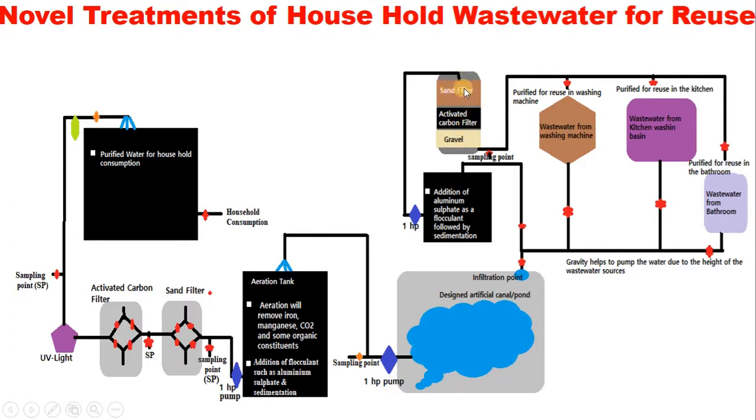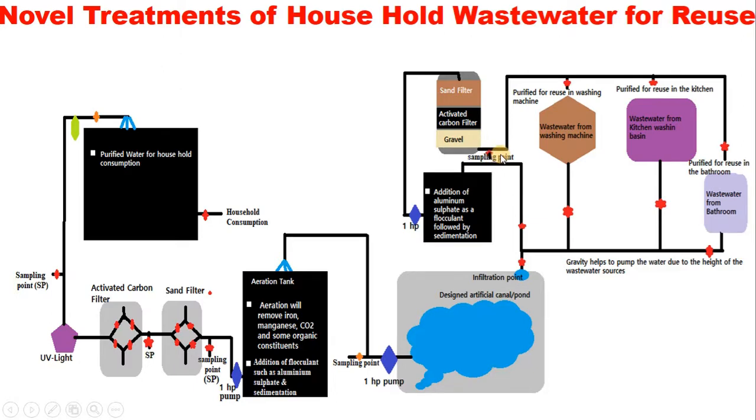The sand part will remove turbidity and remove particles that are 5 microns and above. It will come down to activated carbon. Activated carbon will remove color, taste, and odor, and remove residual detergents that remain after the addition of aluminum sulfate that's supposed to assemble those detergents. The remaining ones can be handled by activated carbon. Then gravel will improve the quality. Then at this point, water sampling will take place.